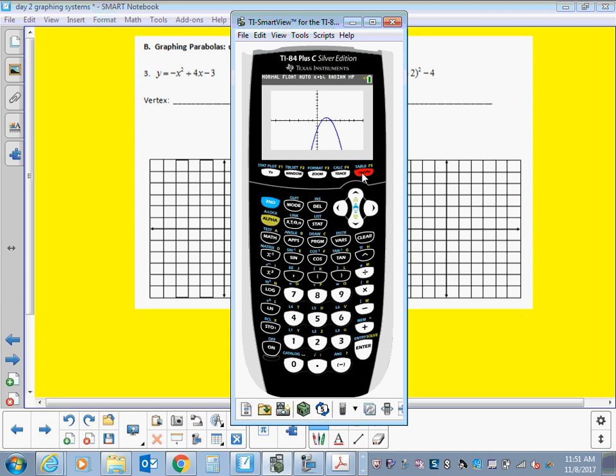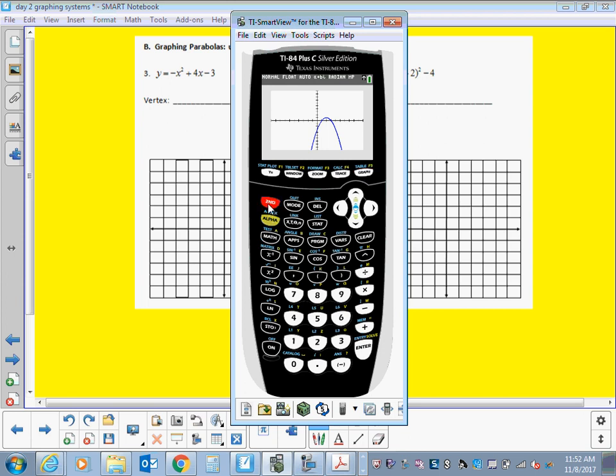Does yours look just like mine? Yep. If it doesn't, you probably forgot your negative. So make sure it looks just like mine. Okay, so we know that we can look at our table for the vertex, right? If we want to use our calculator for the vertex, what we have to do is look at our graph. Do I have a maximum or a minimum? Is it a high point or a low point on the graph? It's a high point, right? It's up top, everything else is below it. So I have a maximum.